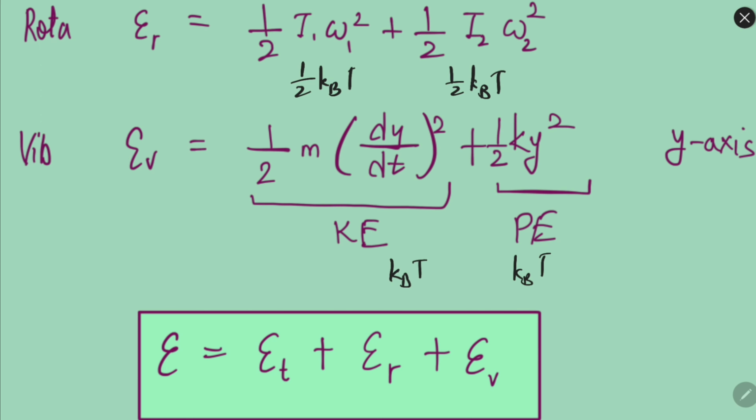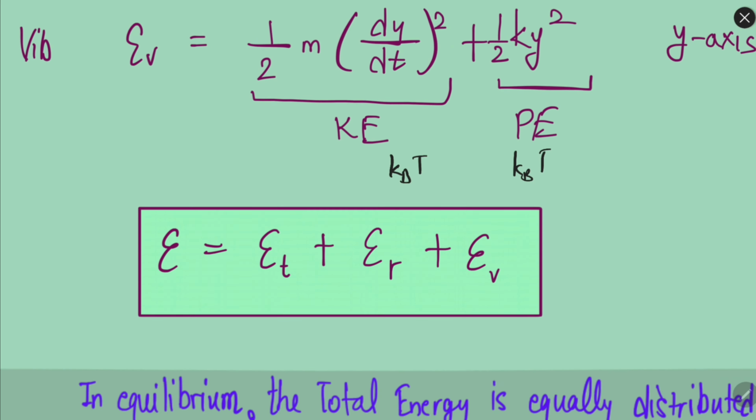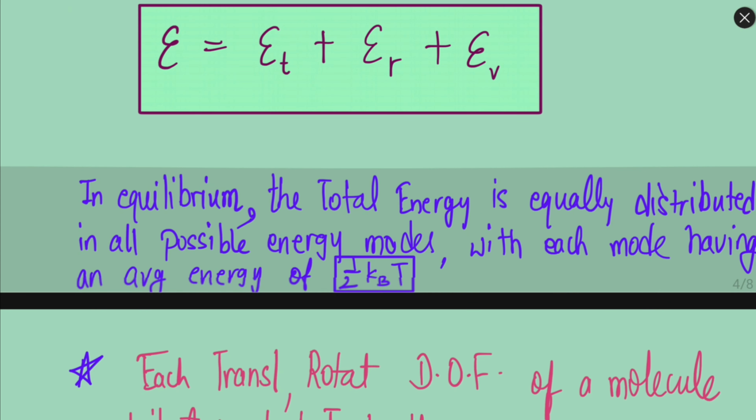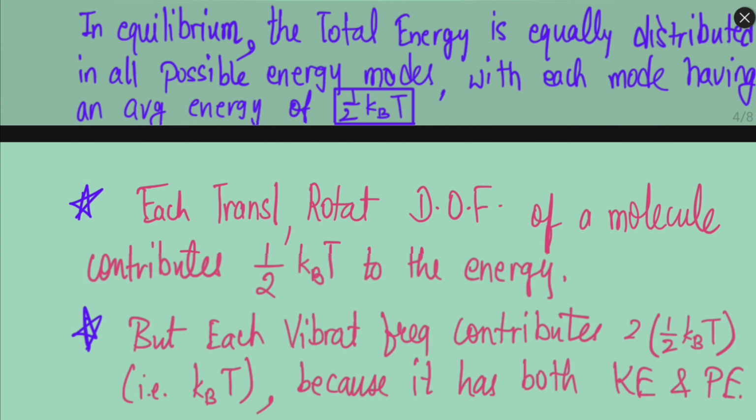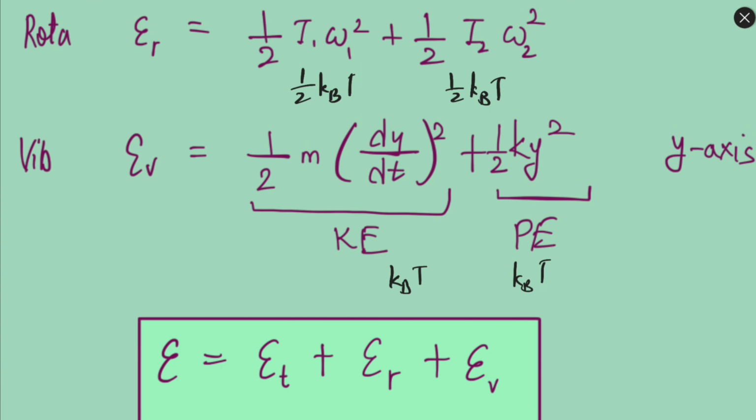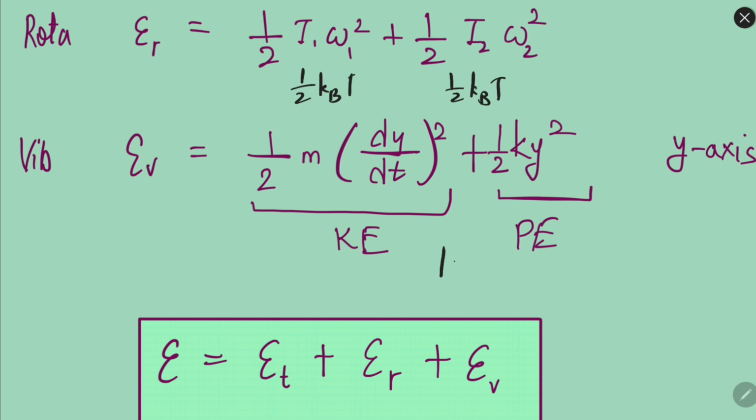So for translational and rotational each component will have half kBT, and for vibrational each component will have kBT. Sorry, this whole is kBT, this is only for the y axis. This whole is kBT. Similarly for x we will have kBT, similarly for z we will have kBT, and here also half kBT for x, y and z.